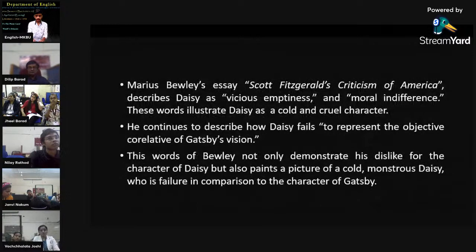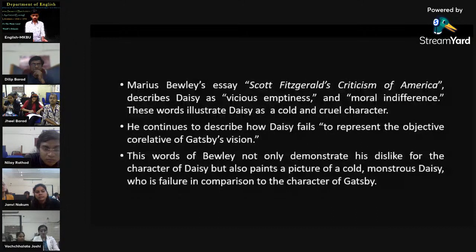Marius Bewley's essay, Scott Fitzgerald's Criticism of America, described Daisy as a vicious emptiness and moral indifference. These words illustrate Daisy as a cold and cruel character. He continues to describe Daisy as failing to represent the objective correlative of Gatsby's dream that we have discussed. These words not only demonstrate his dislike for the character of Daisy, but also paint a picture of how evil and monstrous Daisy's character is, and how she fails in comparison to Gatsby. So, in a way, Bewley is siding with the character of Gatsby.